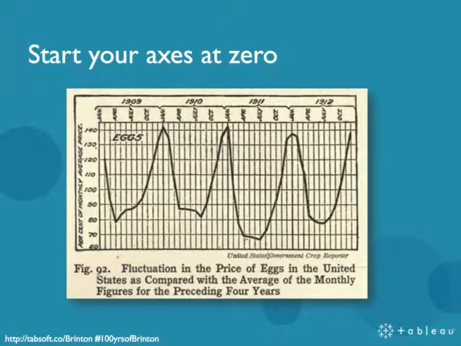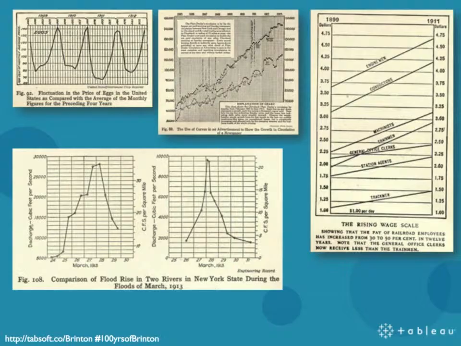And Brinton's issue here was that this chart makes it look like the prices went to near 0. And, of course, they didn't. It's the fact that the y-axis starts at 60 rather than at 0 on the left-hand side. Brinton, oh man, he really, really stuck with this rule. He had countless examples of charts about wages, about flood rises, and all sorts of things, and any time he saw an axis that didn't start at 0, well, he got cross.